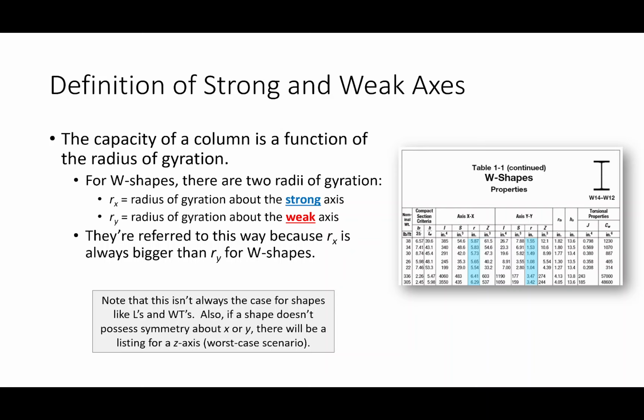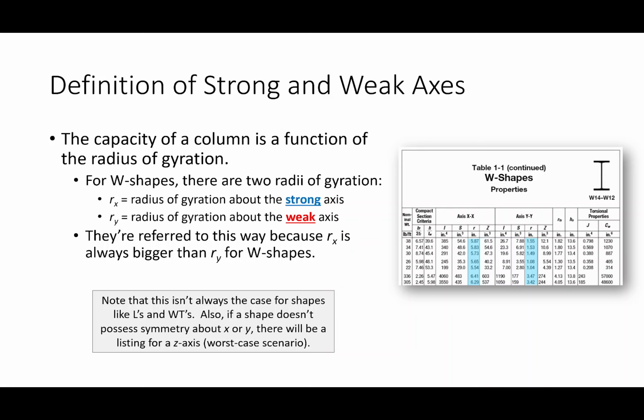Okay, so if we look at W sections and we open up the steel manual, for any W section, we have a series of columns of values representing the x-axis and then the y-axis. Now, if we look at our radii of gyration, and we've already sort of seen this before, you'll notice that for pretty much all W shapes, if you just pick one, you'll find that Rx is always bigger. Okay, Rx is always bigger than Ry. So much so that I'll typically call Rx the strong axis, and I'll call Ry the radius of gyration about the weak axis.